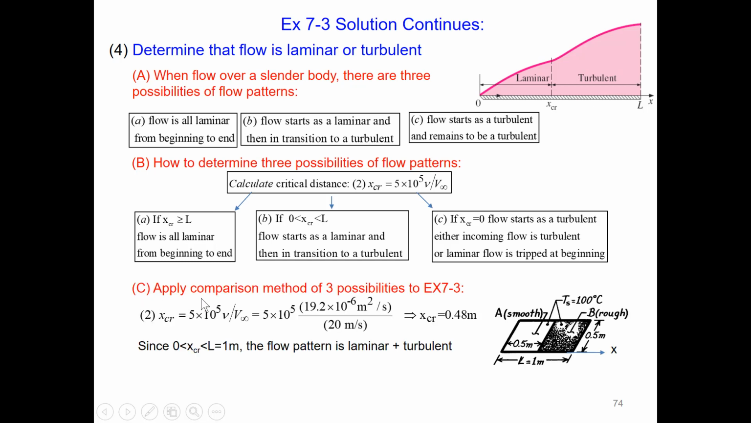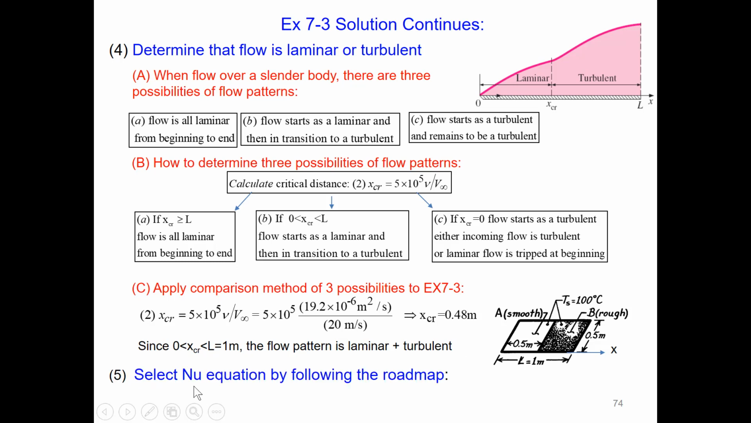Now, let's apply the comparison method to our case. We use equation 2 to calculate xcr, then plug in numbers, viscosity, velocity, to get the critical distance, which is 0.48 meter. It is right before the rough surface B starts. Since the xcr value is less than L, greater than 0, the flow pattern is a mixed laminar and turbulent flow.